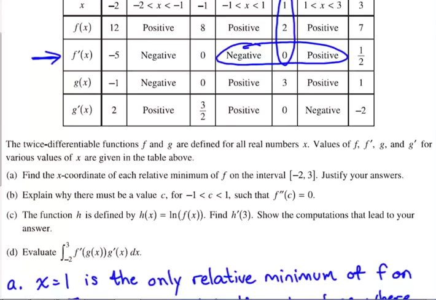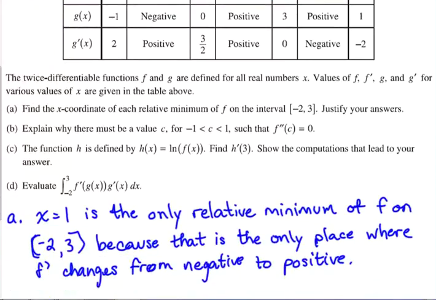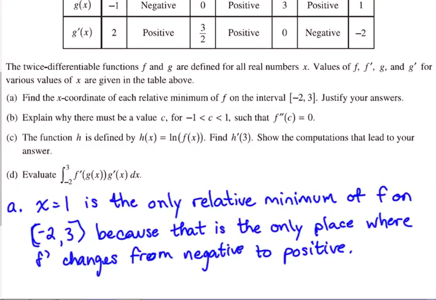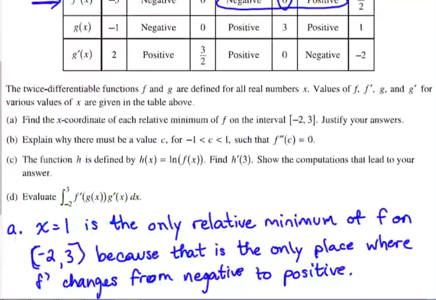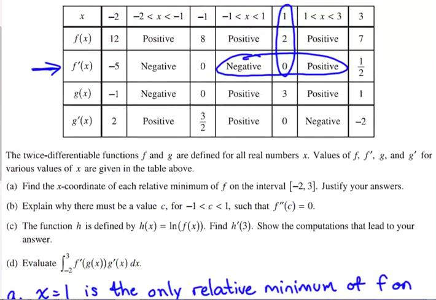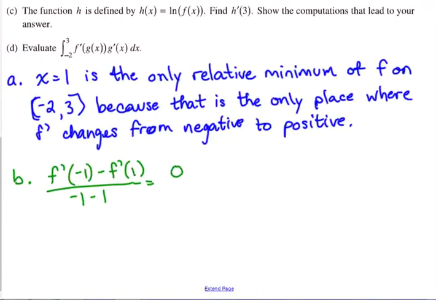So that would be like the slope of the tangent line. Well, f double prime would be tangent to f prime. So let's set this up for the mean value theorem. Okay, the slope of the secant line, so f prime of -1 minus f prime of +1 over -1 minus 1. So f prime of -1 is 0. F prime of +1 is 0. So we've got 0 minus 0 over -2, which equals 0.